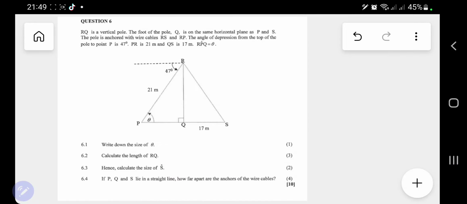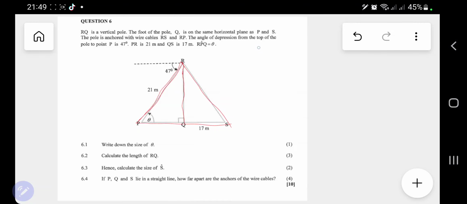Let's read the question. It says RQ is a vertical pole. The foot of the pole, Q, is on the same horizontal plane as P and S. The pole is anchored with wire cables RS and RP.